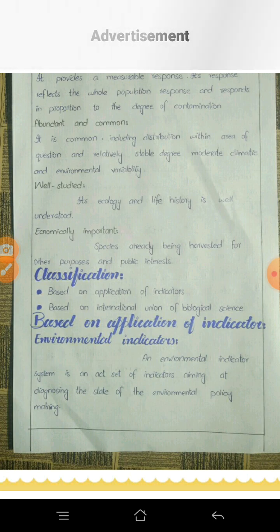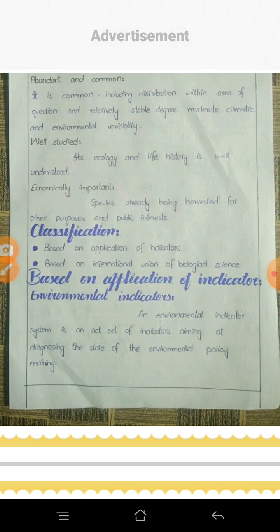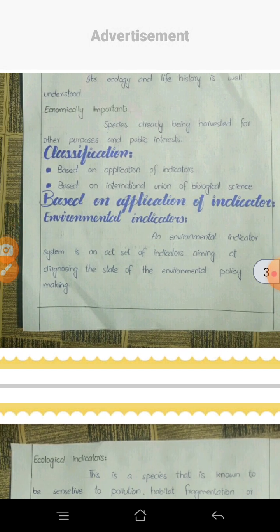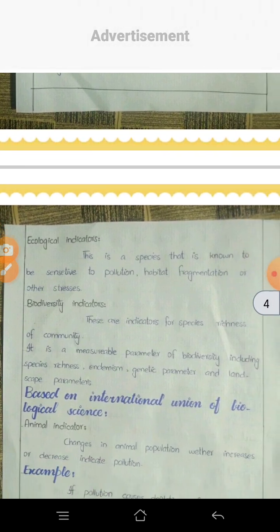Biological Science. Based on application of indicators, first comes the category of environmental indicators. An environmental indicator system is a set of indicators aiming at diagnosing the state of the environment for policy making. Now we discuss the ecological indicators.